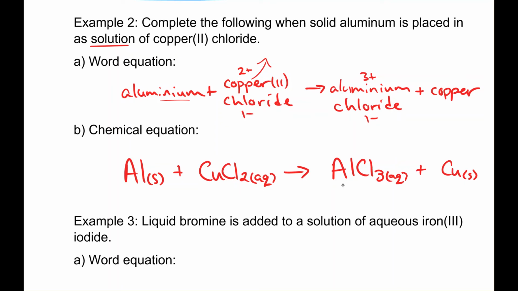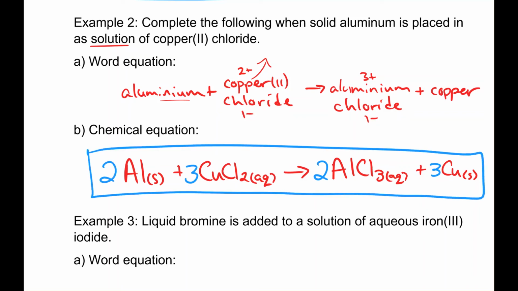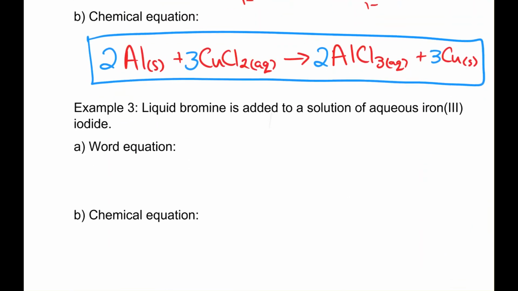Perfect. So let's go ahead and balance this. 1 aluminium, 1 aluminium, 1 copper, 1 copper, 2 chlorines, 3 chlorines. So we're going to put a 3 here and a 2 here. That means we have 3 coppers and 2 aluminiums. Perfect. That is our balanced chemical reaction.